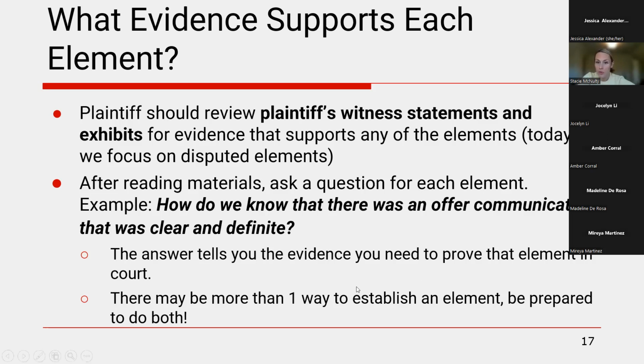But there could be more than one way to prove an element. So when you're putting your case together, you should be prepared to use both of them or all of them. There's usually one that's best. But if for some reason you can't use this testimony or you can't rely on this exhibit because the other party objected and the court sustained their objection, then you're going to have to be prepared to prove that element with different evidence. So yeah, I like the how-do-we-know question for each element. It really helps me.